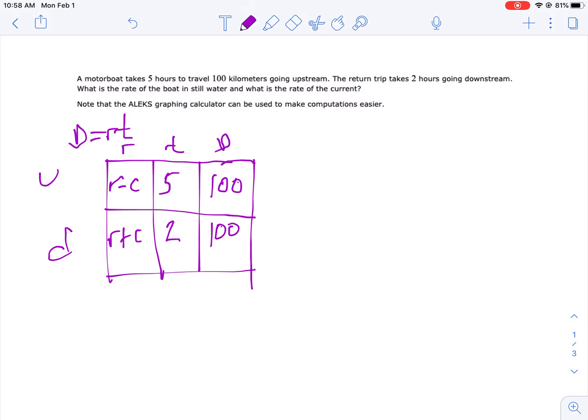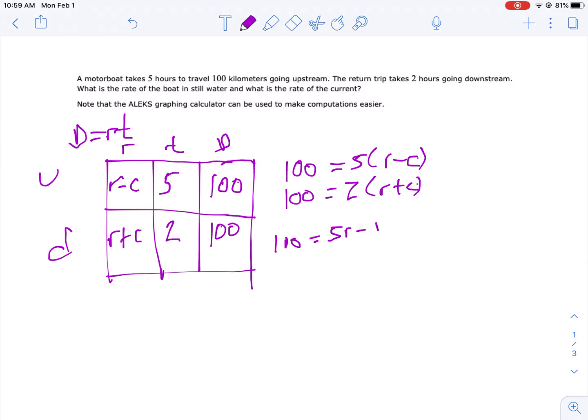So now we can use our formula. Distance equals rate times time. 100 equals 5 times r minus c. And 100 equals 2 times r plus c. I think I'll rewrite those without the parentheses. We'll distribute, so we get 100 equals 5r minus 5c. 100 equals 2r plus 2c.